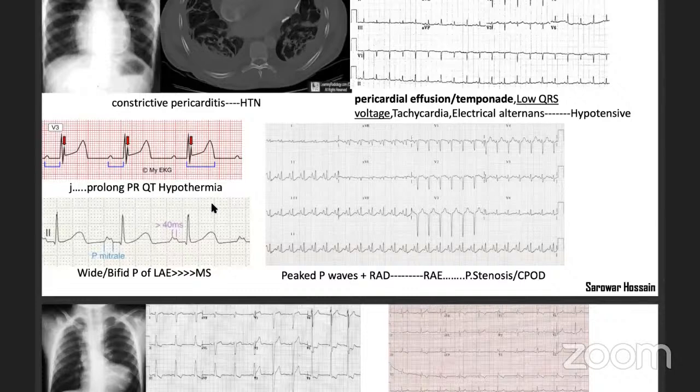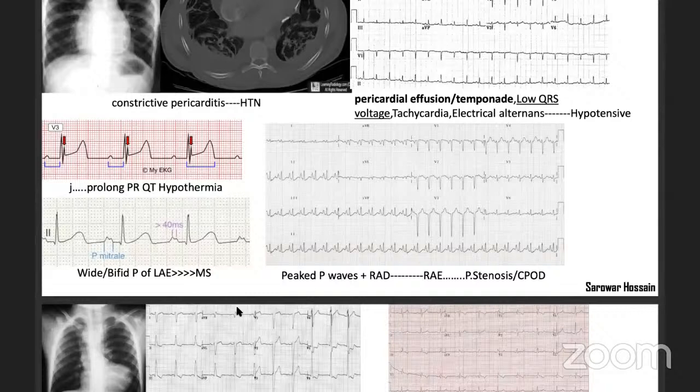Okay. So these are the reasons for J point elevation. Next one is they're showing a bifid P wave. Bifid P wave is seen in mitral stenosis, whereas elevated P wave is seen in pulmonary hypertension. P pulmonale, yeah. Pulmonary. P mitrale is M.